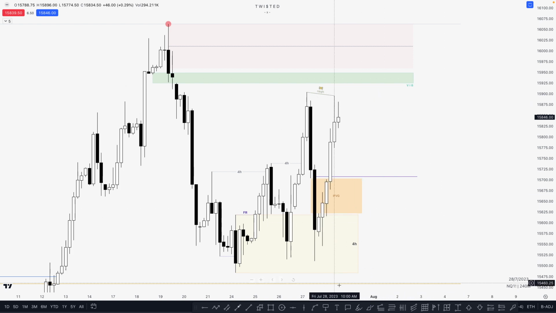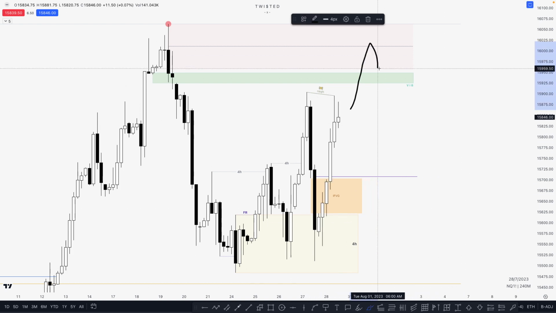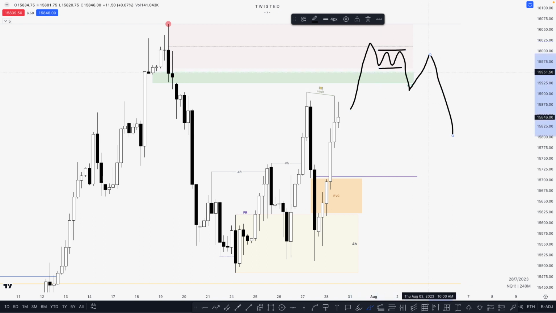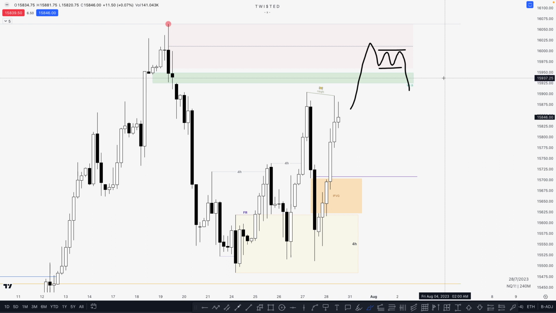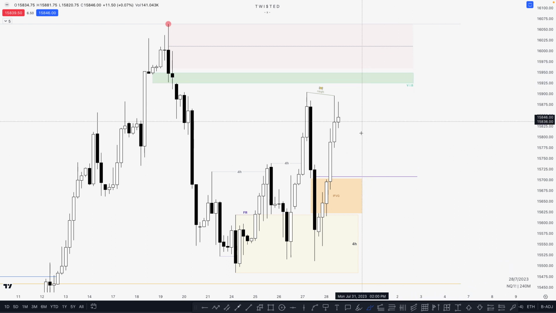I would like to short if price gives us a decent opportunity, a decent rejection from these highs, pulls back into the range, and then we look for our entries in there. So that will be something that I'm interested in to short, or I'm interested in longing around these areas.